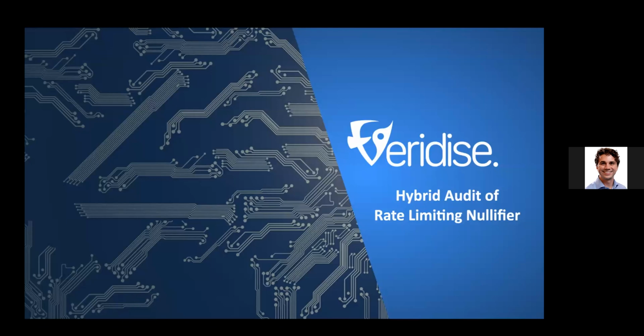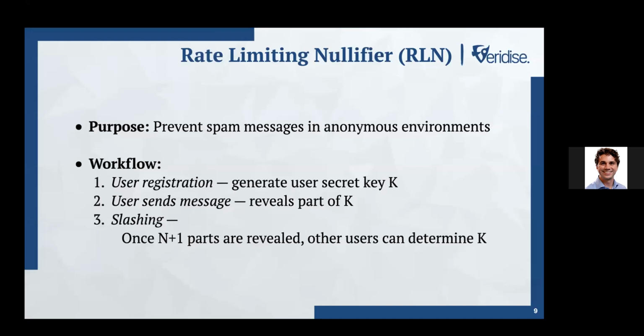Let's dive a bit into the report. One thing I'll mention is that our audit was restricted to the circuits. We did not review any of the contracts, so keep that in mind as I go over these. Just in case you all forgot in the last 3 minutes, rate limiting nullifiers are spam prevention for anonymous environments, where during registration, you get a secret key. Each send reveals a part of the key. And once enough are revealed, the other users can determine the key. This is really the core functionality that we want to ensure works.